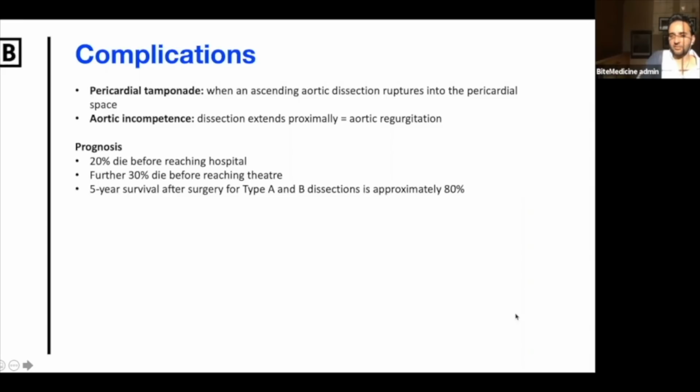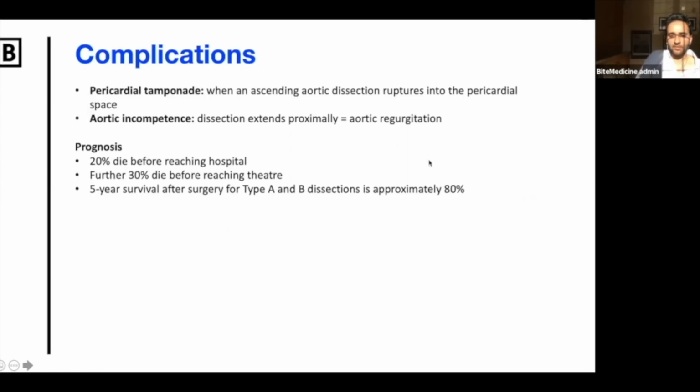Now, this is potentially one of the biggest take-home slides. All of this has been useful, hopefully, but remember this when you're seeing any patient with a suspected dissection. 20% die before even reaching the hospital, almost a quarter. A further 30% die before reaching theatre. So 1 in 2 patients are going to die before they even get to surgery. So if you're sitting in the emergency department, seeing a patient with a suspected aortic dissection, you need to keep them alive. That's what I keep saying anyway.